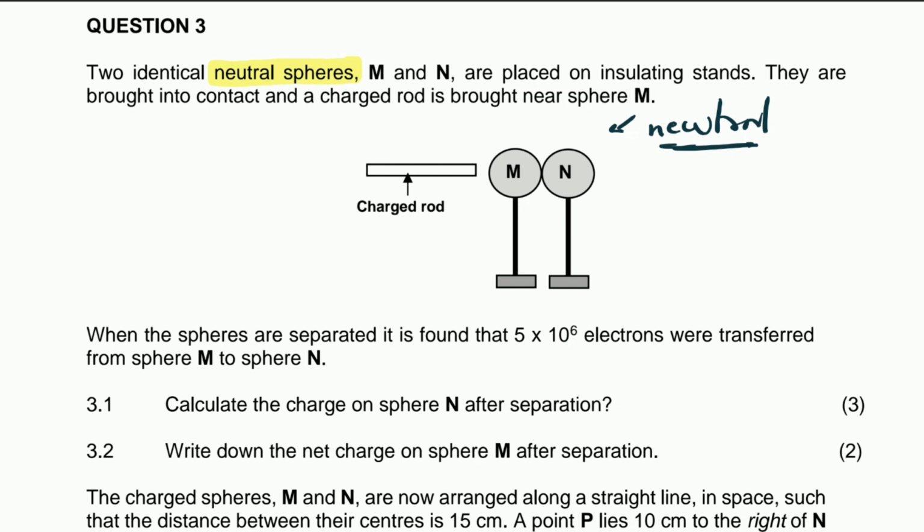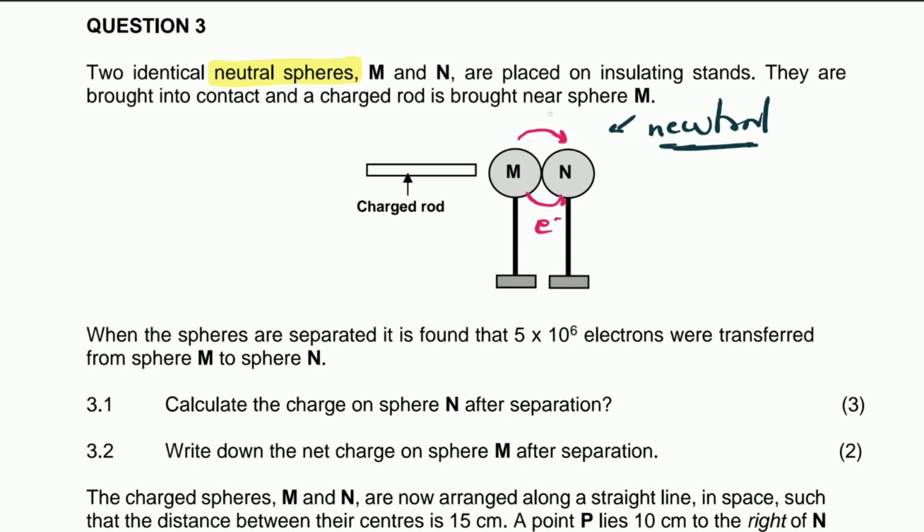M and N are placed on isolated stands. They are brought into contact and a charged rod is brought near the spheres. Now these two are neutral, so nothing happens there. But this one is charged, which is either positive or negative. We're going to see that one right now. Now they say when the spheres are separated, it's found that 5 times 10 to the 6 electrons were transferred from M to N. So many electrons move from here to there even though they are neutral.